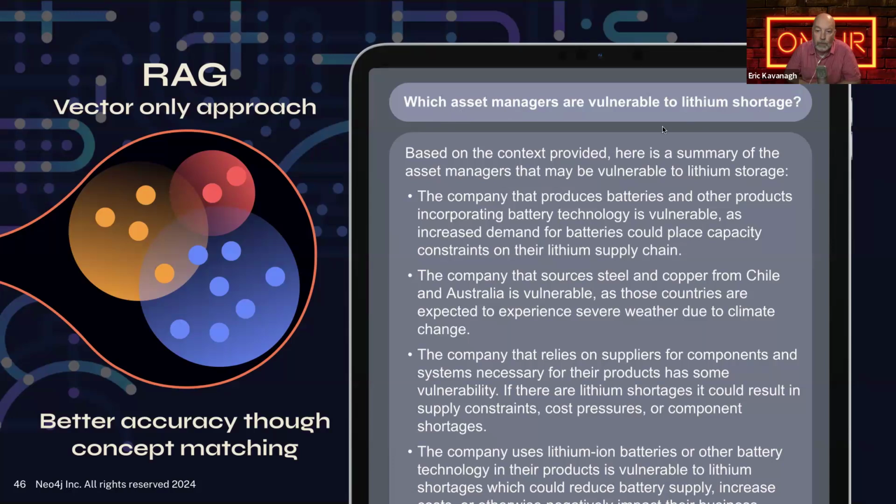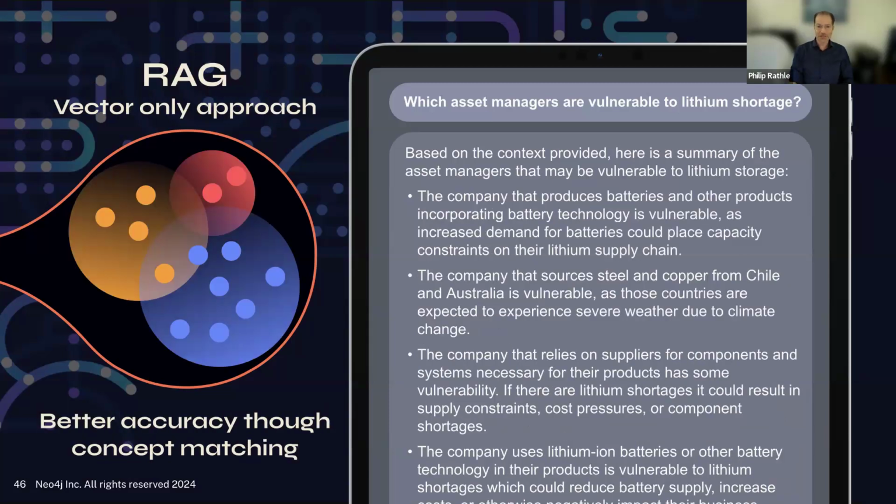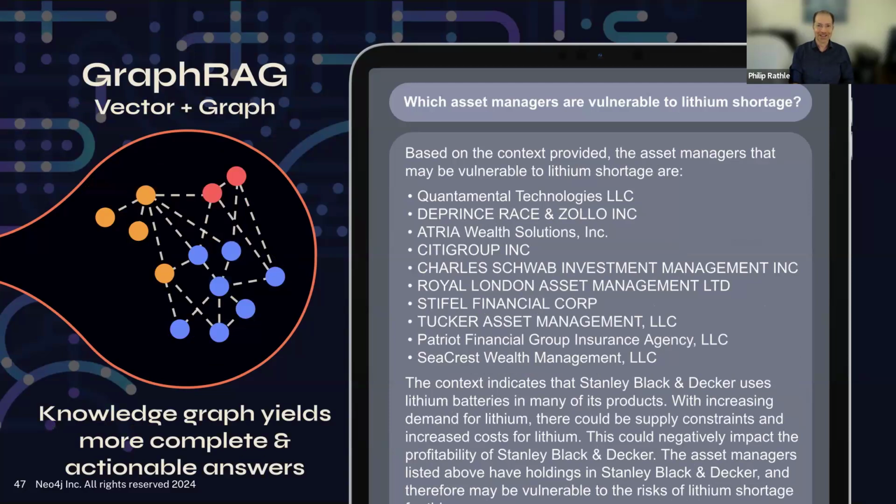The answer is pretty reasonable, right? Coming out of vectors, it's like, well, companies that produce batteries, okay, let's say the batteries have some source material and that's vulnerable to climate change. This all just comes out of words, so that's actually pretty amazing. But then with the graph RAG approach, which asset managers are vulnerable to a lithium shortage, you get a list of companies. How much more actionable is that? If I'm an asset manager trying to rebalance my portfolio based on some event, the difference between this and this could be like $1 billion.